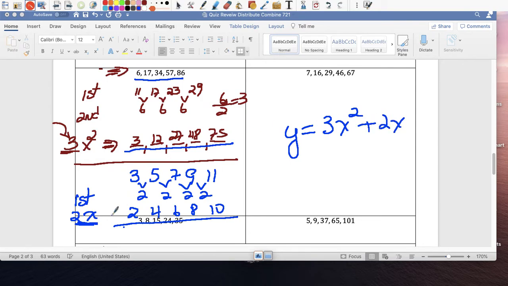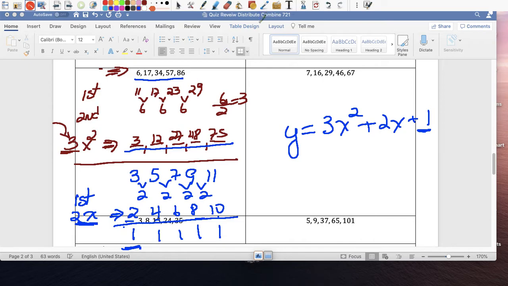So the 2x sequence is 2, 4, 6, 8, but notice that I don't really want 2 or 4, I want 3, 5, 7, 9, 11. So what adjustments do I have to make to the 2x sequence so that I get 3, 5, 7, 9, 11? To that, I can add 1. So 3 minus 2 is 1, 5 minus 4 is 1, 1, 1, and 1.